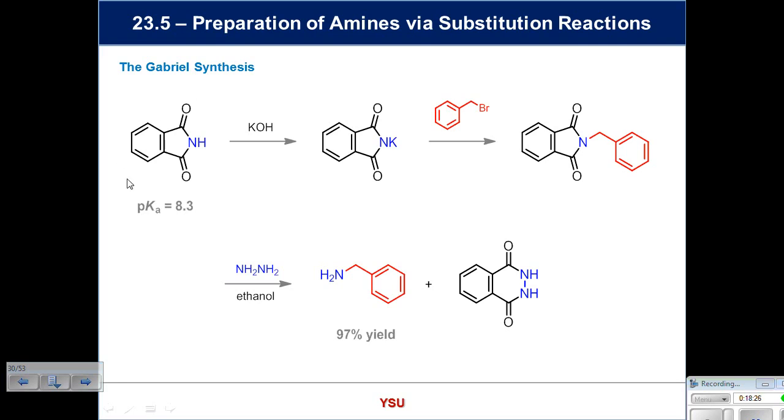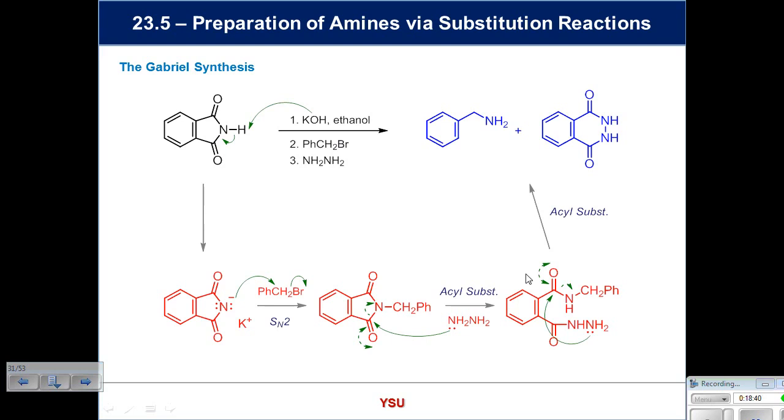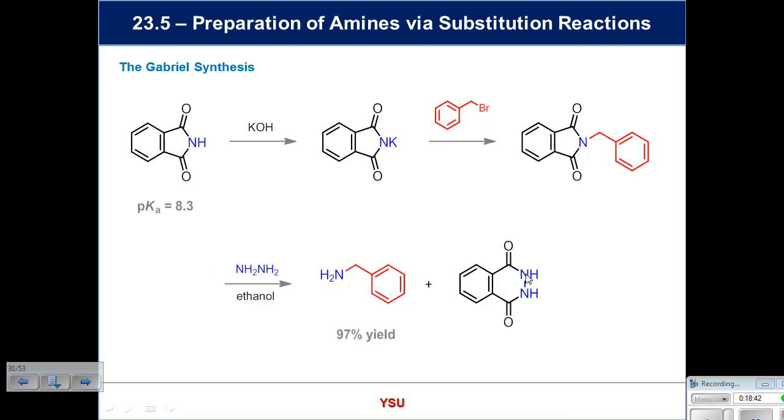And this is kind of fun because it's very cheap, it's solid, it's easy to work with, and it allows you to get clean and very high yields of primary amines by doing some very simple chemistry. And we have covered every single step of this. I have an example of it here from the website, but we've covered all this stuff in its individual components. We just have to now put it together.